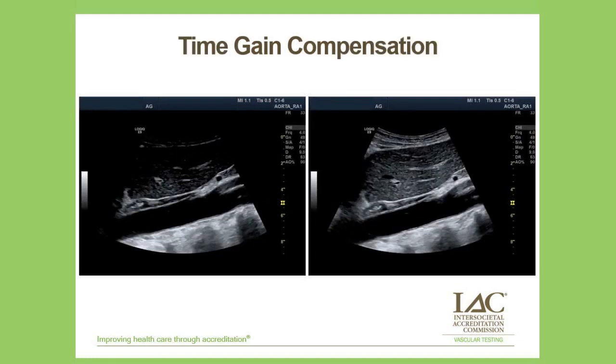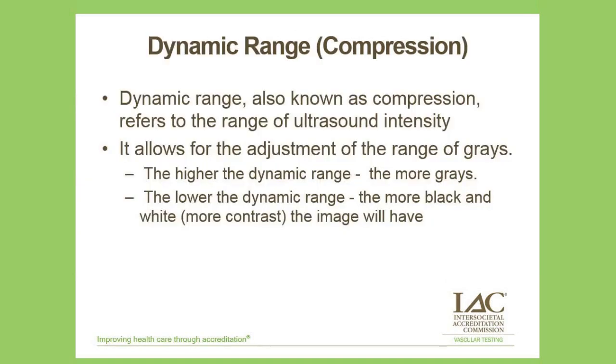And then with our TGCs, we just want to try to obtain a consistent brightness throughout the image. So the one on the left is very dark at the near field. And if you just adjust your TGCs to make it even all the way through, you just want to get that consistent brightness throughout the image.